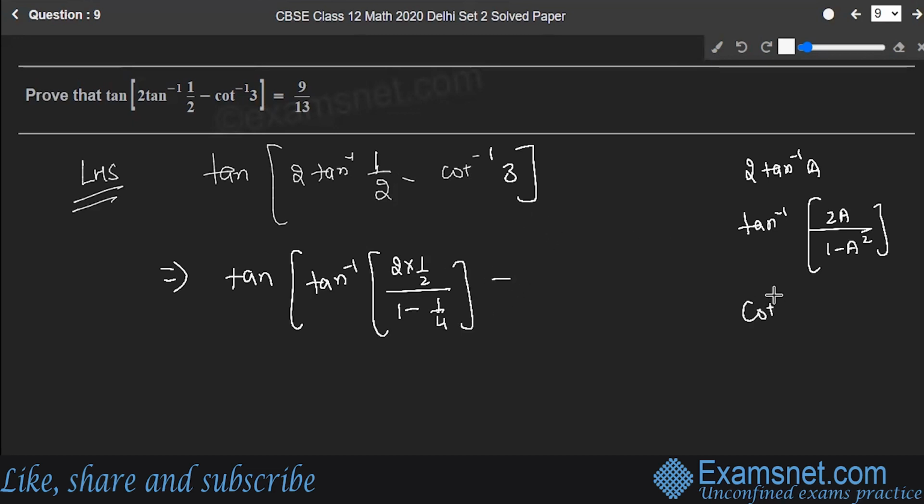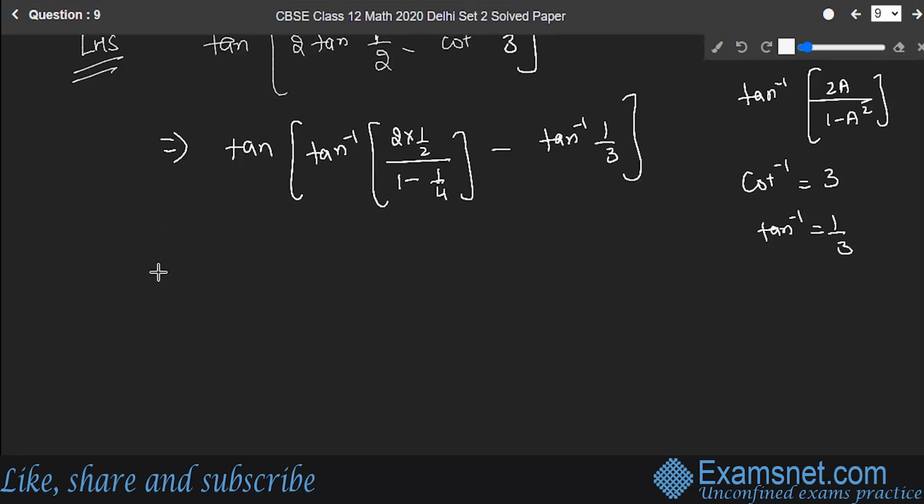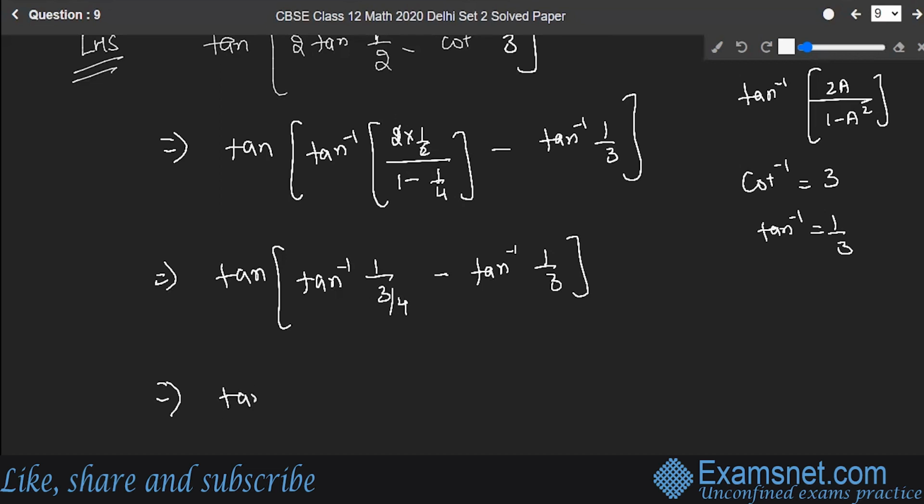And cot inverse 3 is actually equal to tan inverse of 1 by 3, because you know cot and tan are inverses of each other. So this is equal to tan inverse of 1 by 3. Hope you got this. So now you have tan of tan inverse 1 upon 3 by 4 minus tan inverse of 1 by 3. This is tan inverse of 4 upon 3 minus tan inverse of 1 by 3.